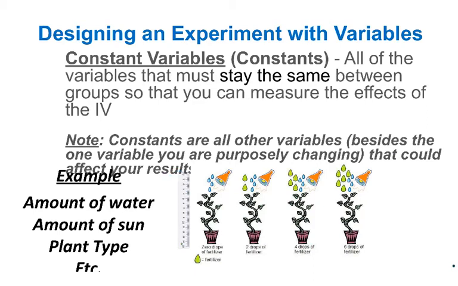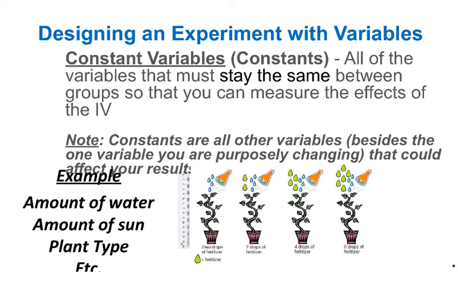So, if I gave one of these plants less water, could that affect my results? Yeah. So I've got to hold that constant if I want to know that it's the amount of fertilizer affecting the height of the plant. If one of these plants didn't get any sunlight, could that affect the height? Absolutely. So you have to hold that constant if you want to credibly say that the height of the plant is dependent on the amount of fertilizer.